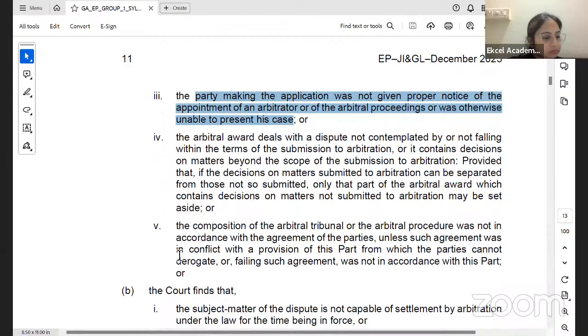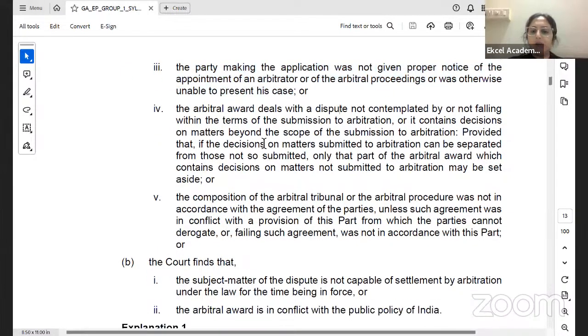Then, the arbitral award deals with a dispute not contemplated or not falling within the terms of submission to the arbitrator. That means in the arbitration agreement you have written that for these disputes we will refer to the arbitrator, but instead some other dispute, which is not in the agreement, you have referred to the arbitrator. Then that is wrong.